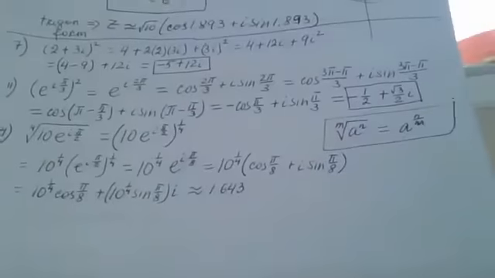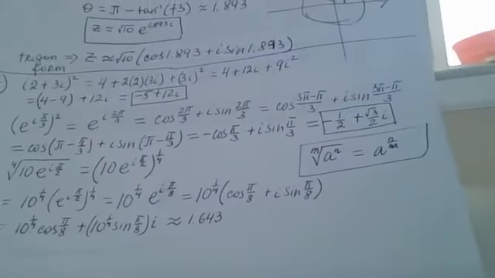And let's say we're approximating to the nearest thousandth, which means 3 digits after the decimal point. Approximately equals, and I have 1.642 and 9 after that. So I will be approximating this to 3. So this is the first part, approximately 1.643.